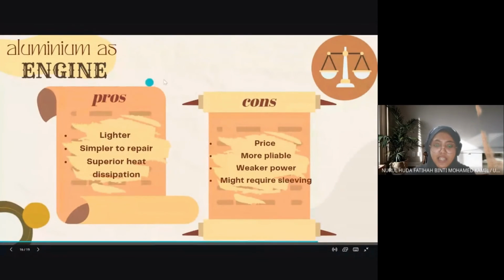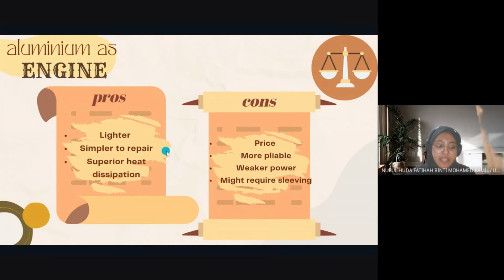Aluminium as an engine. The pros are it is lighter, it is simpler to repair when there is an issue with the cylinder, and it has superior heat dissipation, which means it rejects heat better, prevents overheating, and extends the life of the engine block. The cons of aluminium as an engine are that it is more pricey, more pliable, has weaker power, and might require sleeving because it has two different types of material being heated at the same time.